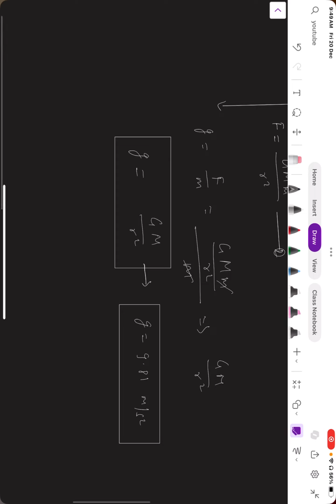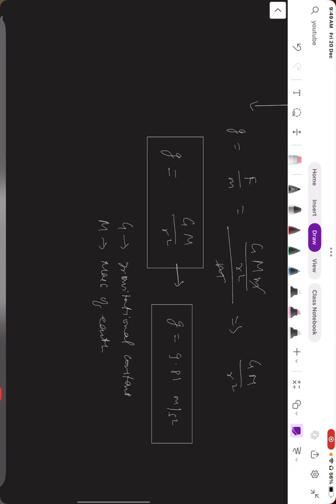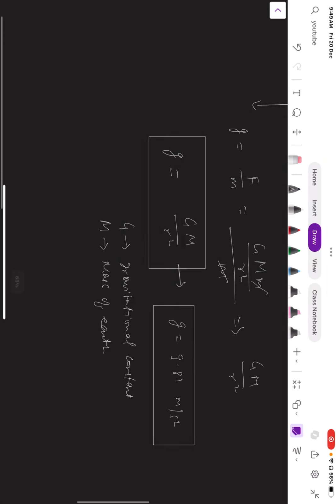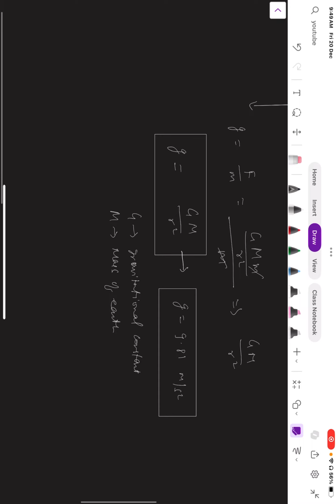I already discussed the value of G. G is the gravitational constant, M is the mass of earth, and r is the distance. These are the main formulas of this question.